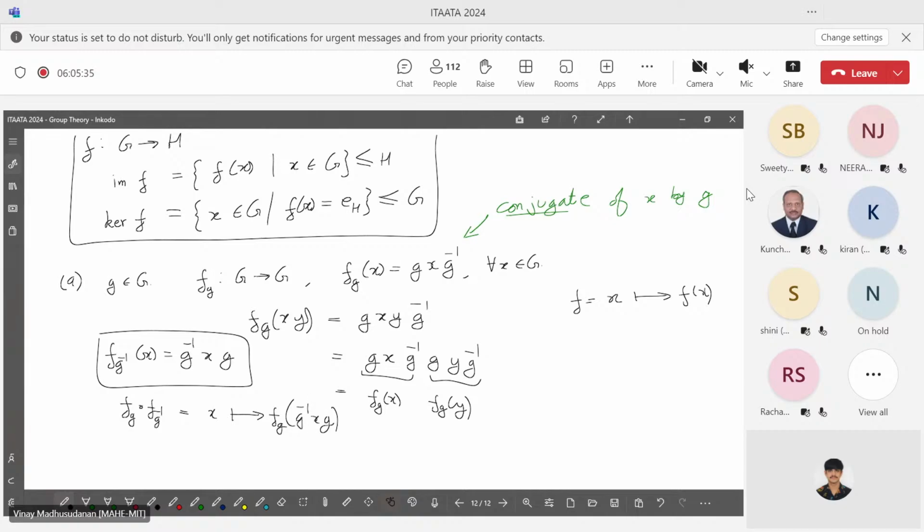That is equal to g of g inverse x g inverse g. Clearly, you can do cancellation here as well as here, and you get x. That means this mapping is the identity, because it maps x to ultimately x. It is the identity mapping of G. Is that enough?